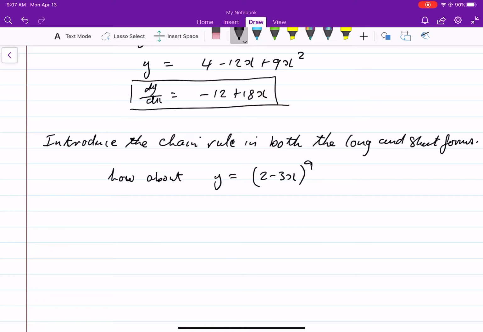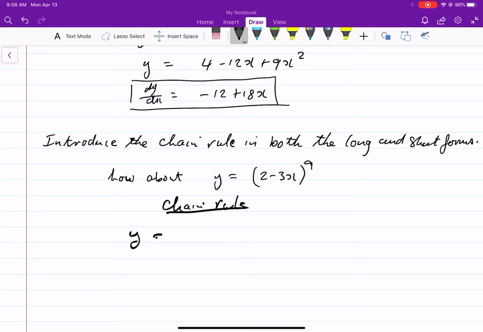So, because it's inconvenient to expand it, does that mean that it can't be differentiated? And the answer is of course not. You can still differentiate a function like that. You just have to introduce a new rule. And here it is. It's called the chain rule for differentiation. The chain rule. How does that go? I'm going to show you both the long and the short form for the chain rule.